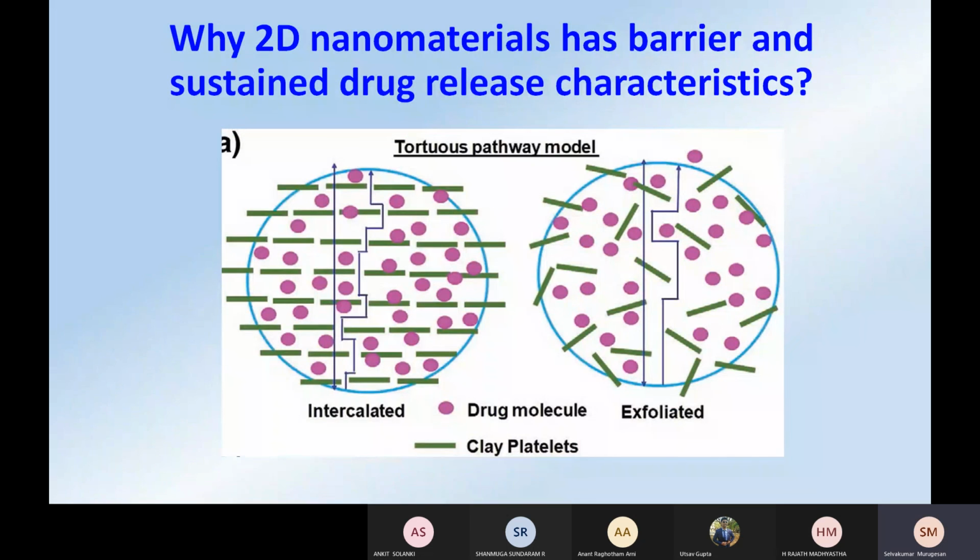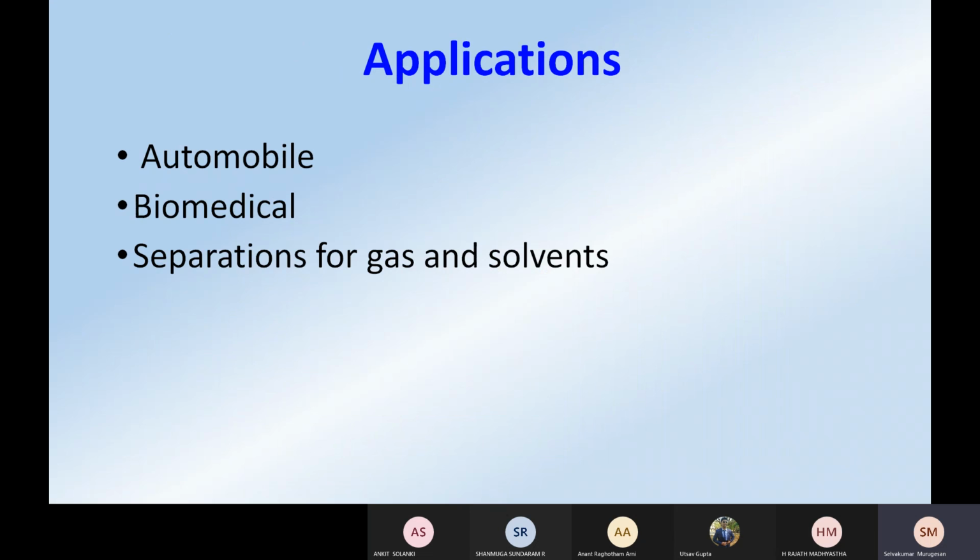Okay, so now I'm not discussing drug release because I did not teach you guys what drug release is and its basics. So this we will discuss later on.